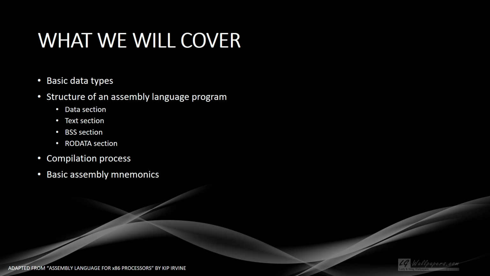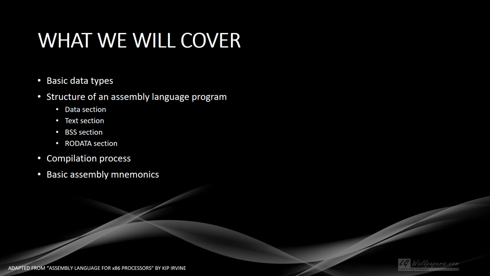Alright, so this is what we are going to cover, which includes basic data types, the very basic ones, a typical structure of the assembly language program. Like in an assembly language program we have different sections, so we are going to look at them as well. And then the compilation process is simple, it's not too complex. And then we are going to go into an editor and then look at some of the basic assembly instructions and the building blocks.